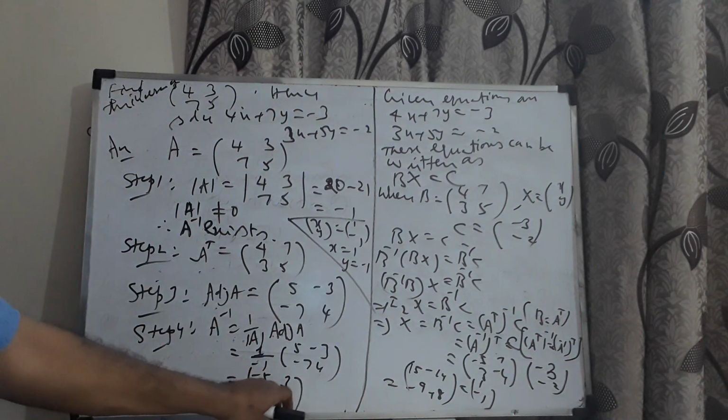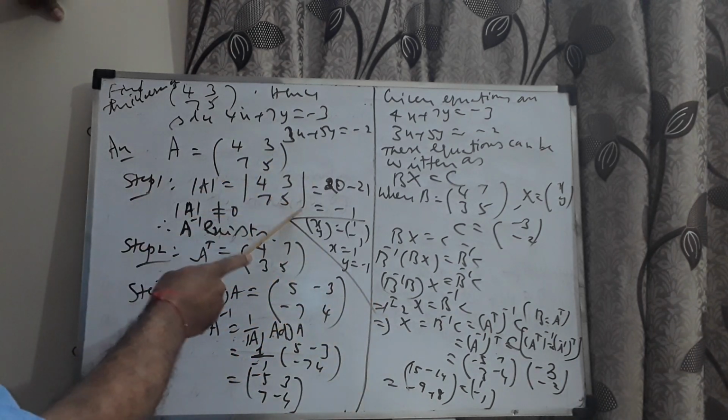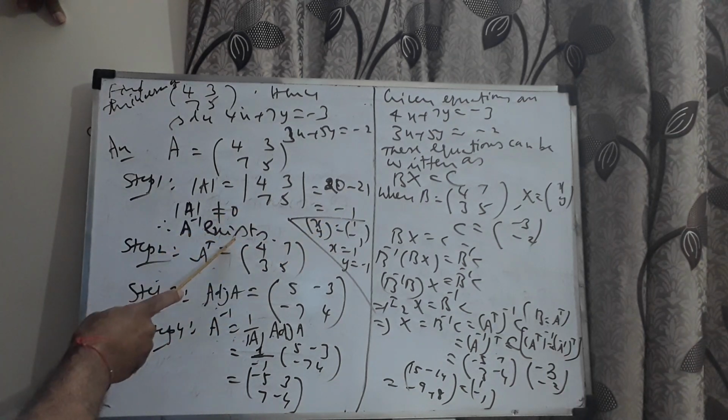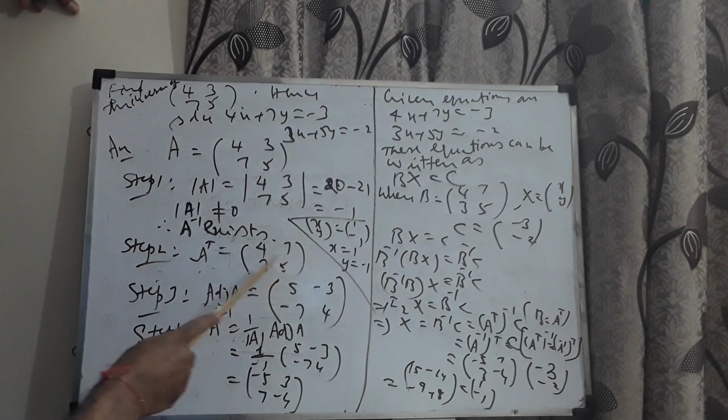Let me just repeat the whole process. This is my A, I assume. Determinant A, 4 into 5 minus 7 into 3, 20 minus 21, minus 1. Determinant A not equal to 0, therefore A inverse exists. Step 2, A transpose. Row becomes column, column becomes row. 4, 7, 3, 5. Adjoint A, remove row and column and write with a plus or minus sign. Remove row and column: 5.